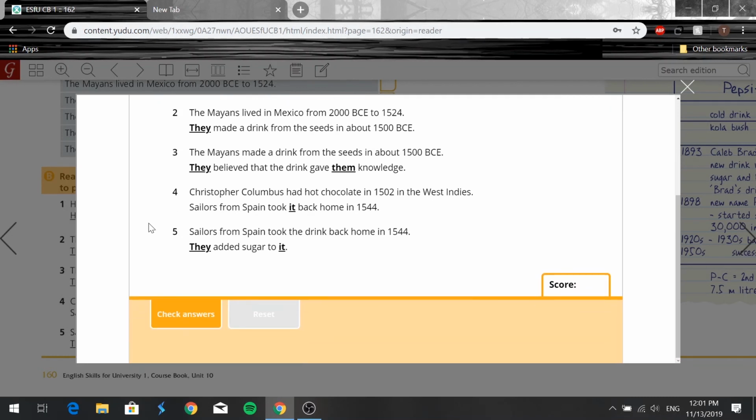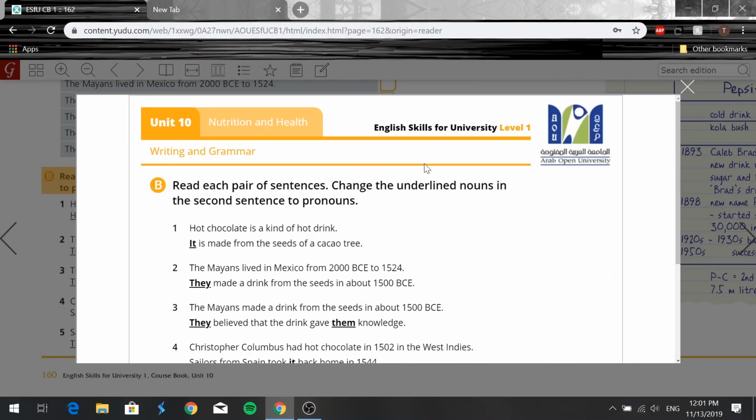Christopher Columbus had hot chocolate in 1502 in the West Indies. Sailors from Spain took the drink back home in 1544, and they added sugar to it. Alright? So that was exercise B, you guys.